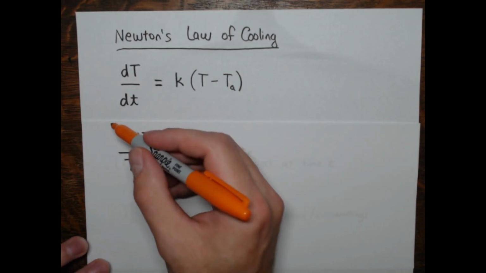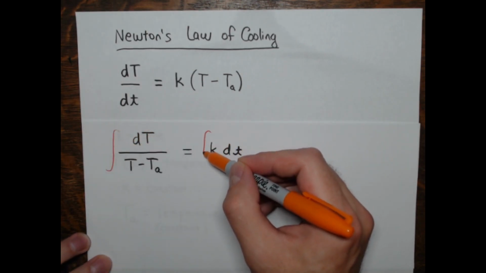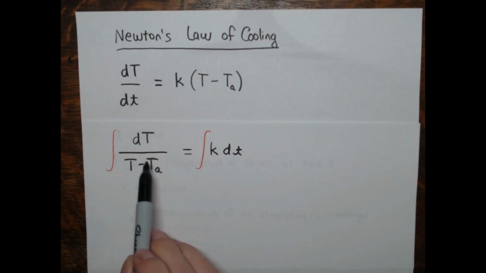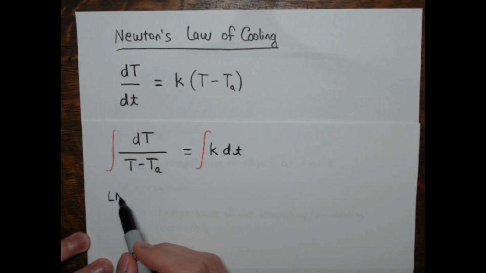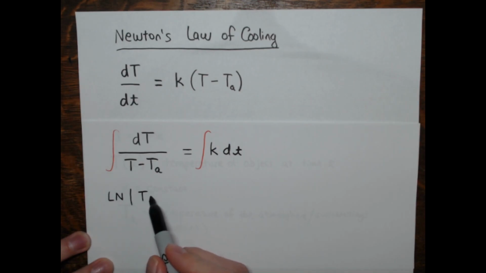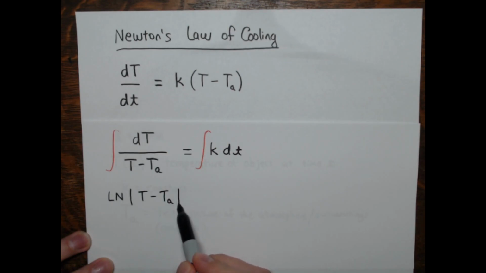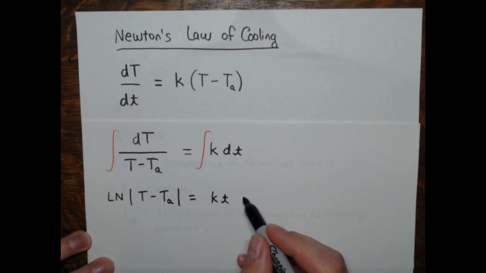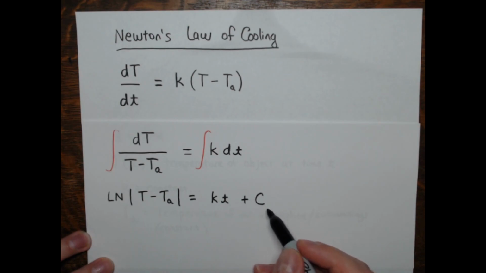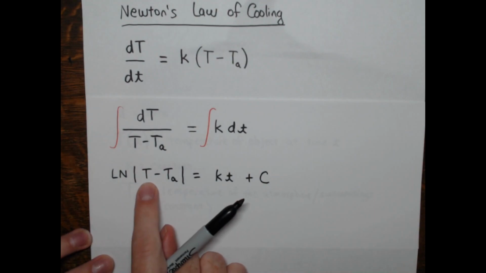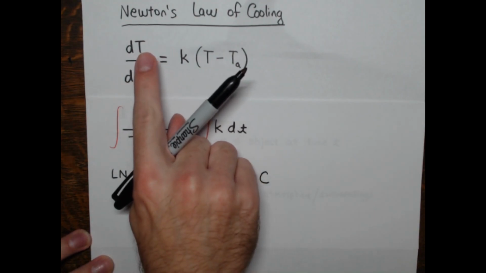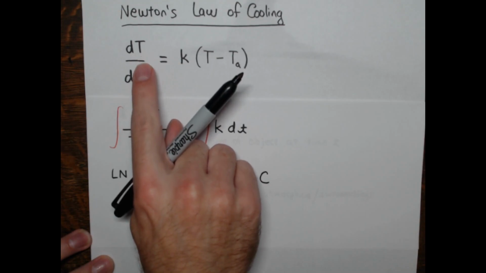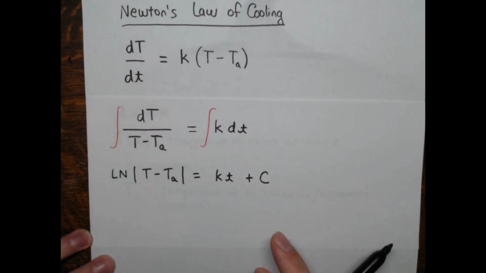Now I have my separation of variables, so we integrate. Left side's a natural log, natural log of the absolute value of capital T, the temperature of the object, minus the temperature of the atmosphere. And over here, you just have K times little t, a constant times time, plus some constant. And I'm going to solve for capital T. Capital T was like y in earlier problems, where that's the dependent variable, and the independent variable is time.